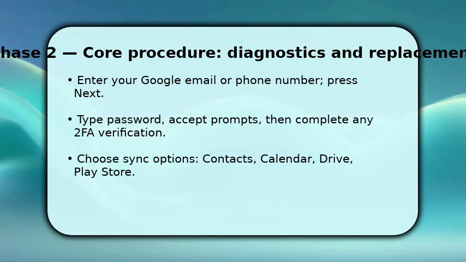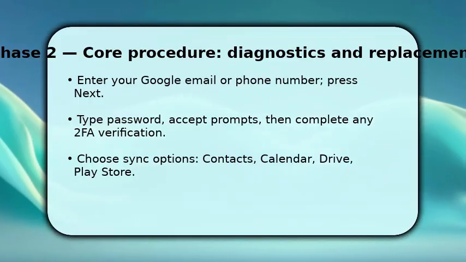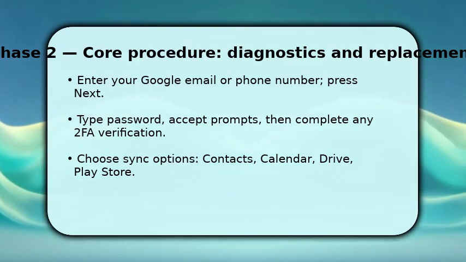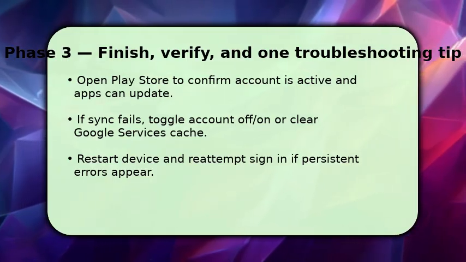Pick Contacts, Calendar, Drive, and Play Store as needed. You choose these because they control what gets backed up and restored, and enabling Play Store lets apps update automatically. Once done, open the Play Store or Settings > Accounts to confirm your Google account is listed and syncing.